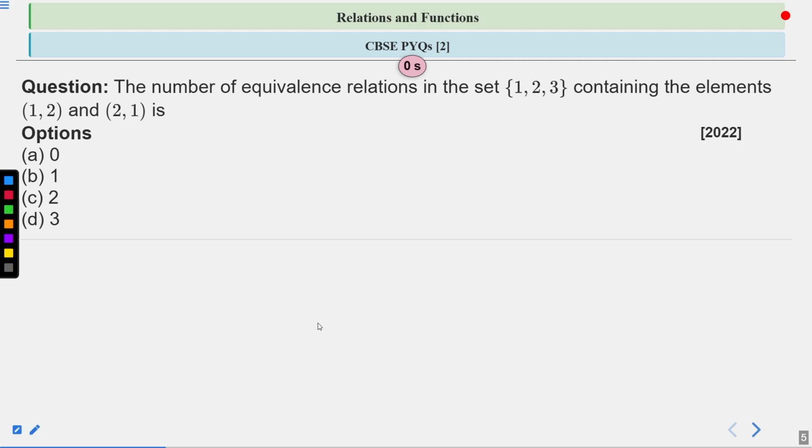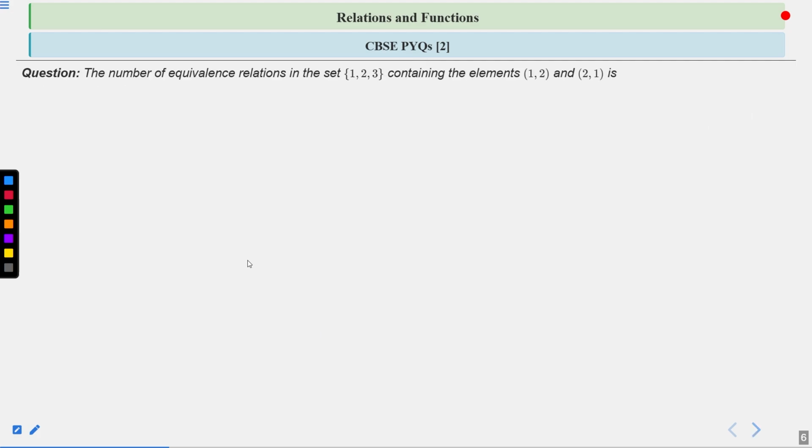Okay, let's move to the solution part. The question was the number of equivalence relations in the set {1, 2, 3} containing the elements (1, 2) and (2, 1), right? The set must contain (1, 2) and (2, 1). So the correct answer is option C, which is 2. There will be only two equivalence relations that can be drawn from the set {1, 2, 3} containing the elements (2, 1) and (1, 2). So let's elaborate.